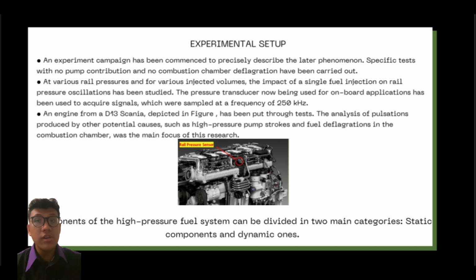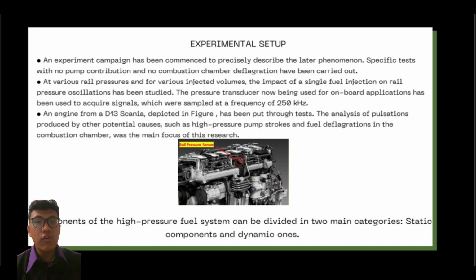Alright, the experimental campaign has been commenced to precisely describe the latter phenomenon. Specific tests with no pump contribution and no combustion chamber deflagration have been carried out. At various rail pressures and for various injected volumes, the impact of a single fuel injection on rail pressure oscillations has been studied. The pressure transducer now being used for onboard application has been used to acquire signals, which were sampled at a frequency of 250 kHz.